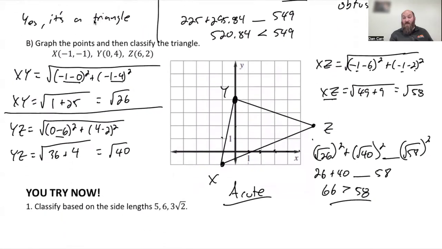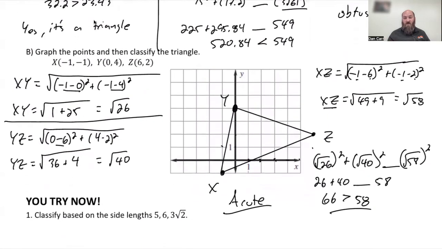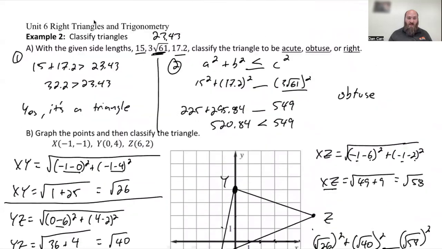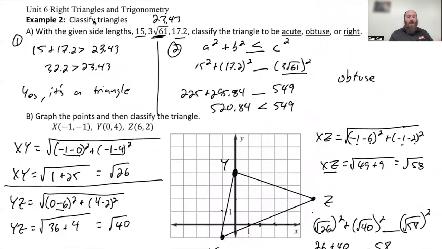Okay, and that's it for today. That's basically our two parts to today's lesson. We first want to confirm that it is a triangle. So that's step number 1: a plus b has to be greater than c. My two smaller sides have to be greater than the longest side. And once you do that, you're going to test out the converse of the Pythagorean theorem. Is a squared plus b squared greater than, equal to, or less than c squared?